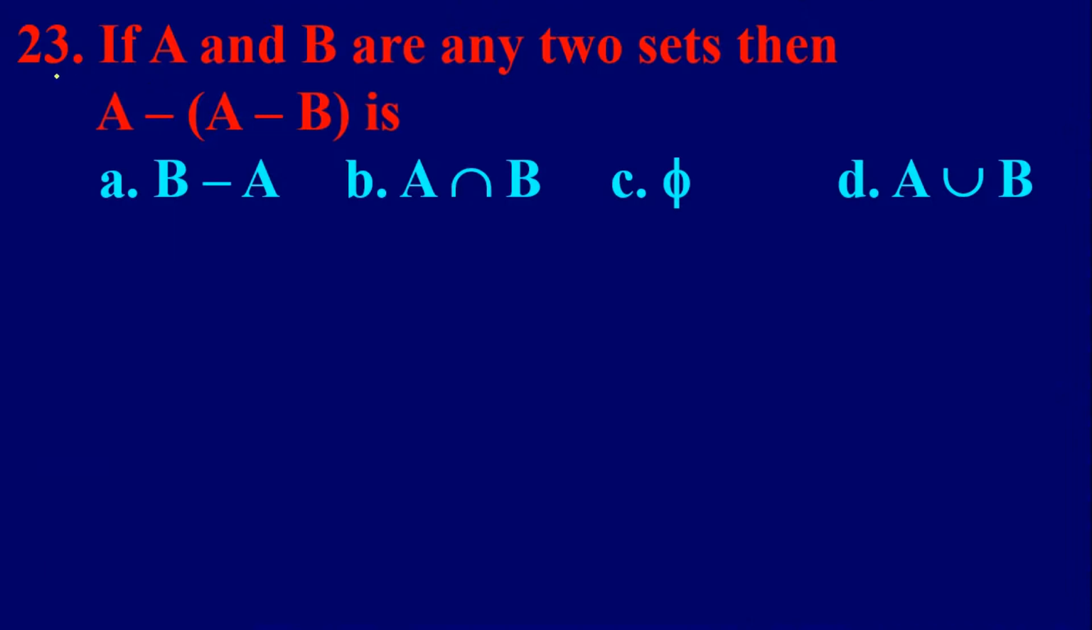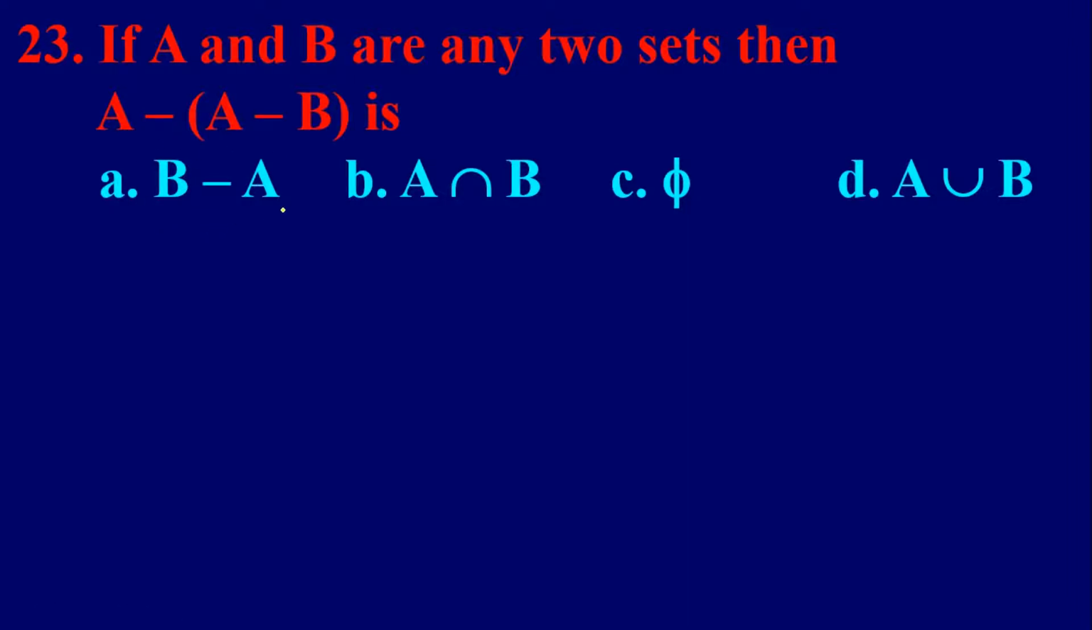So next, question number 23. If A and B are any two sets, then what is A minus B? Is it B minus A intersection B, empty set, or A union B? Here A will not cancel and we will not get answer B. And here, if you open this bracket, A minus A cancels and we get B, which is not correct. Option B is not given here, so that option is wrong.